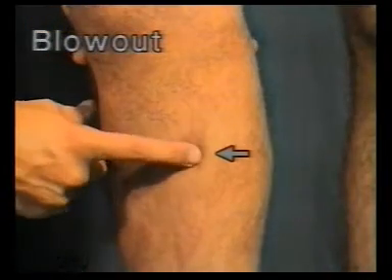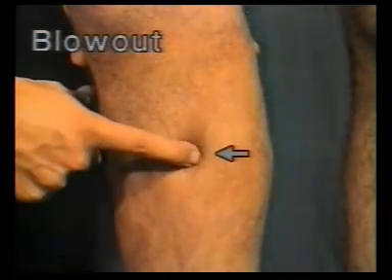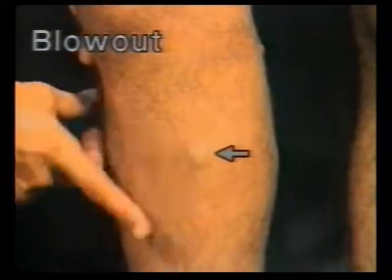Now inspect the length of the varicose vein for a blowout or a localized bulge in the vein indicating incompetent perforator. This is a blowout in the leg. In this patient, two blowouts are seen in the thigh. When a blowout is seen, mark it with a skin pencil.